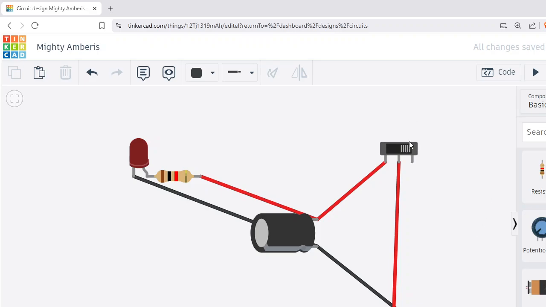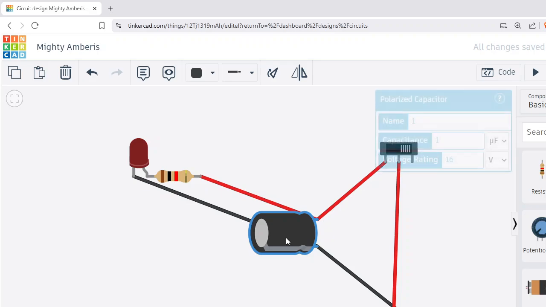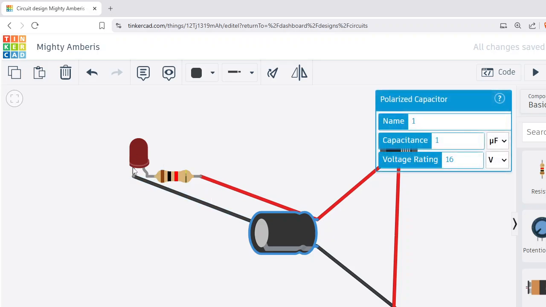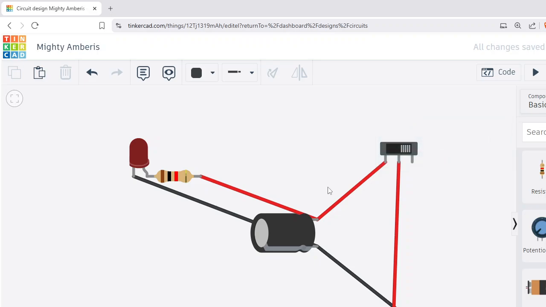Yes, sir. What is going to happen when I switch this on? The capacitor is going to be charged, and the LED is also going to light up because they are connected in parallel, both of them. The capacitor as well as this structure are connected in parallel to each other. But when I switch it off, the battery is going to be disconnected, but the capacitor, because it is charged, the LED will remain on for some time. So let us see now.